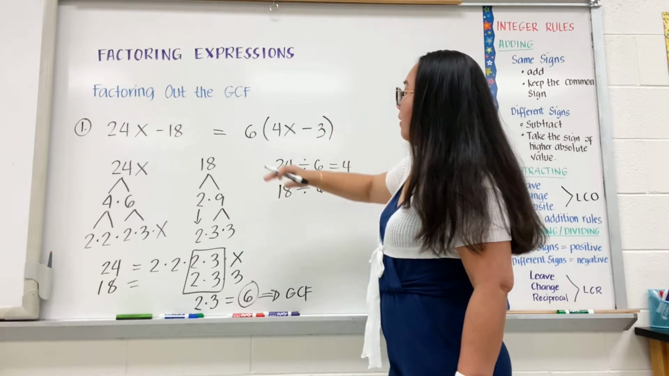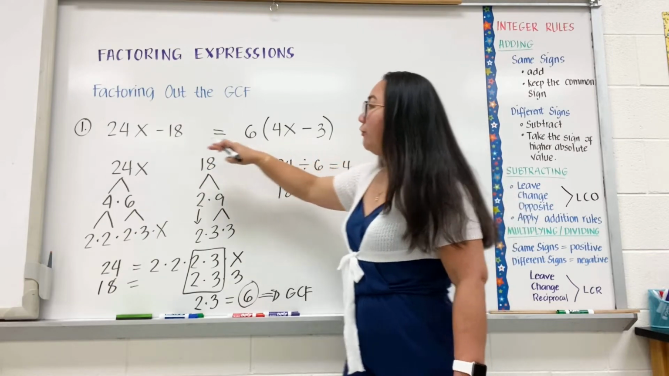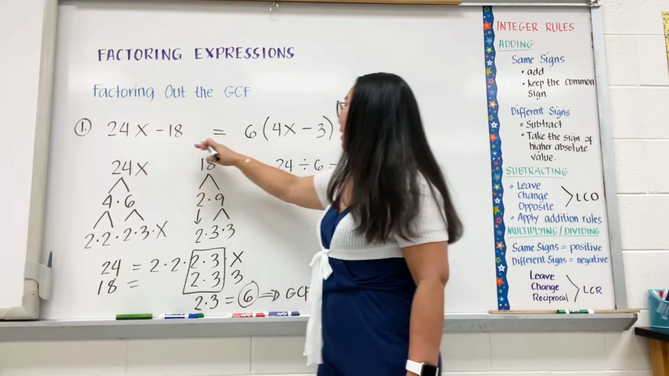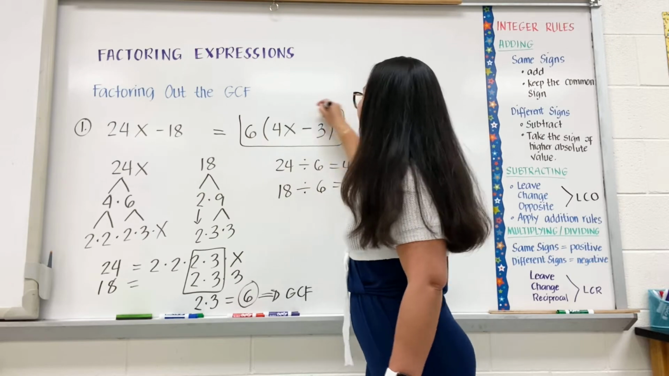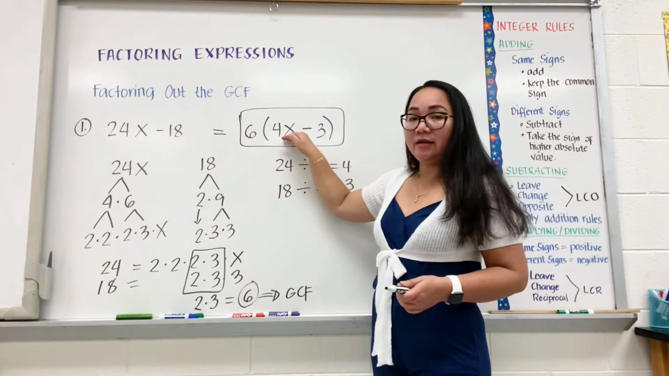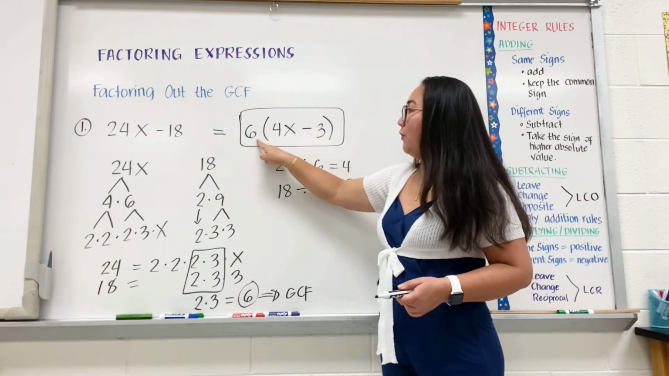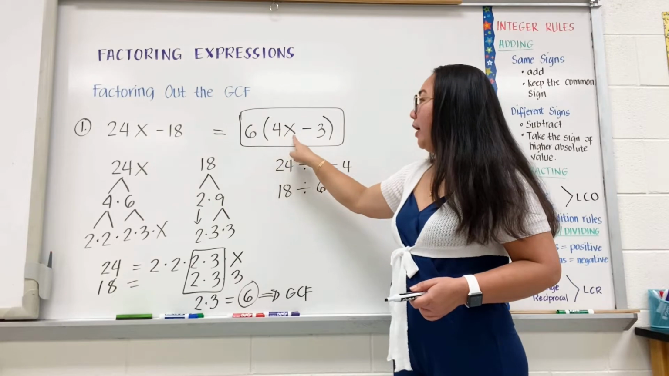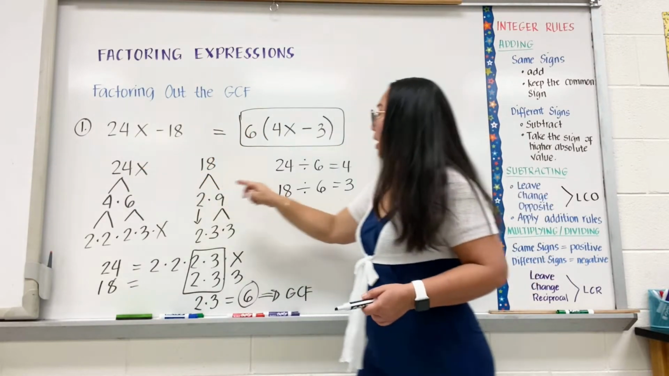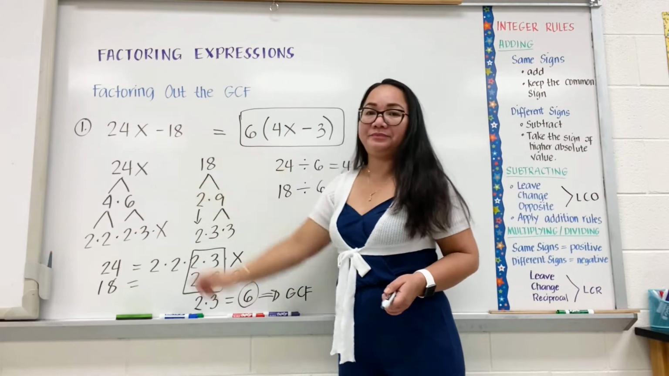So the answer here is 3. Therefore, the factored out expression for 24x minus 18 is 6 times 4x minus 3. And you can check if your answer is correct, because when you multiply 6 times 4, that is 24x, which is this one. Multiply 3 times 6, that is 18.